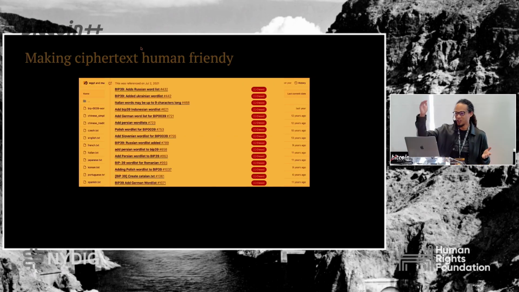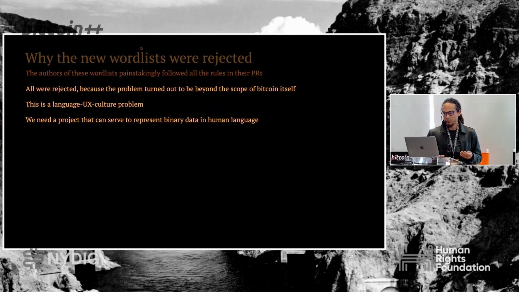Here's all of the Russian word list, Ukrainian, and this is again before the age of AI, so this is like 10 years ago. These were submitted. It took a lot of work to build these word lists, and they were just sort of thrown out. So why were they rejected? They followed all the rules. They did all the work.